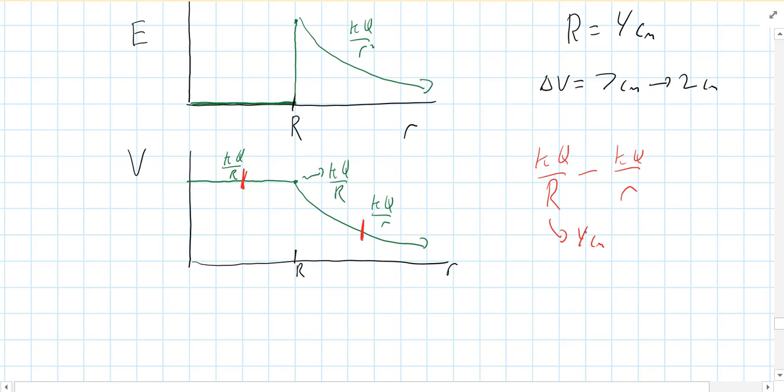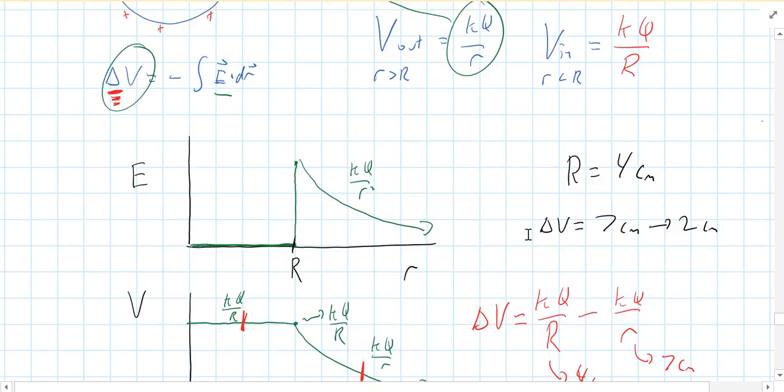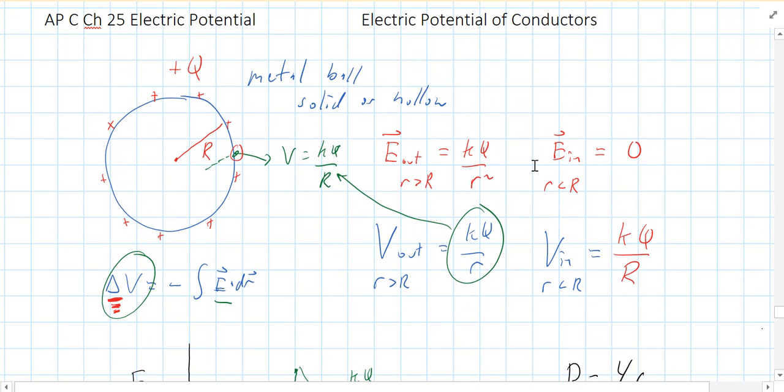Now, you'd obviously have to convert that to meters. Little r would be 7 centimeters. So that's what you'd plug in for those two values. That would be your change in voltage. So you have to be careful when you're looking at a problem like this one and finding things like change in voltage. You don't have to do all the integration stuff. You can use our shortcuts here. We know on the outside it behaves like a point charge. On the inside, the voltage is constant.